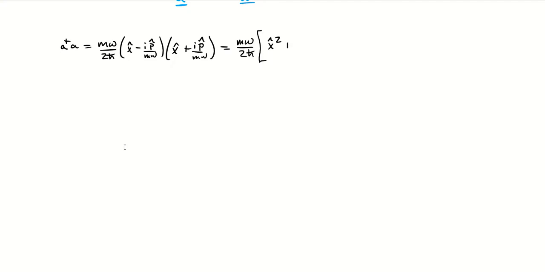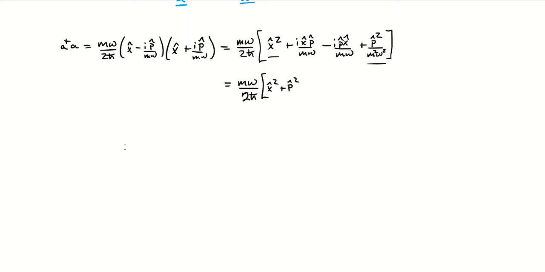We get x hat squared plus i x hat p hat over m omega minus i p hat x hat over m omega plus p hat squared over m omega, both squared, right? Now this first and last term, that's kind of what we were looking for. That would be our Hamiltonian, right? So that gives us our x hat squared plus p hat squared over m squared omega squared. But we have these cross terms, which are just plus i times the commutation relation between x hat and p hat over m omega.